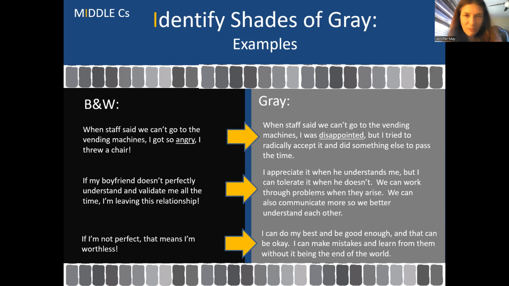All right, next example. This is more just a general example. If my boyfriend doesn't perfectly understand and validate me all the time, I'm leaving this relationship. Right? If he doesn't validate me all the time, it's not safe to be here. This is not going to work out. And I'm spinning in my mind about all the things that can mean, and I can't tolerate it. So great, I appreciate it when he understands me, but I can tolerate it when he doesn't. We can work through problems when they arise. We could also communicate more so we better understand each other.